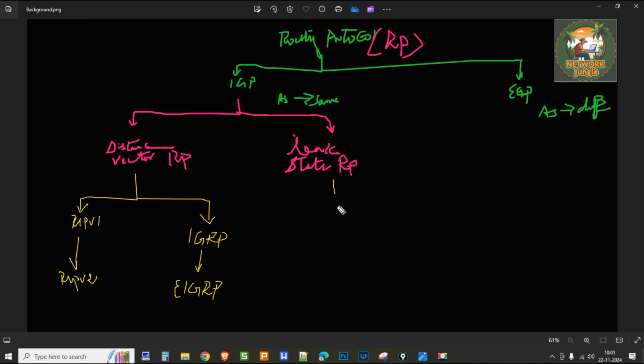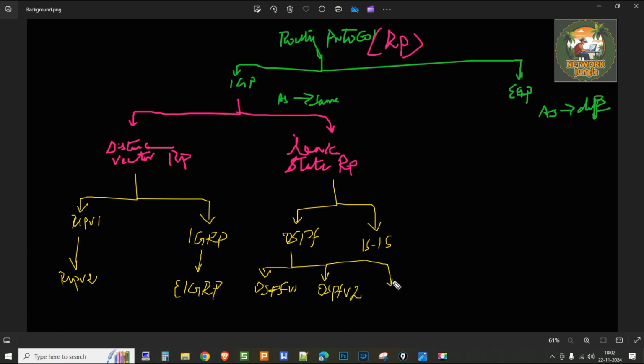Likewise, link state protocol can be classified into two types, OSPF and IS-IS. OSPF is mainly used for organizations. The other one is IS-IS, Intermediate System to Intermediate System. OSPF has different versions: OSPF version 1, then OSPF version 2, then OSPF version 3.